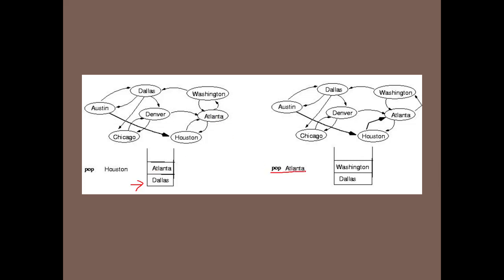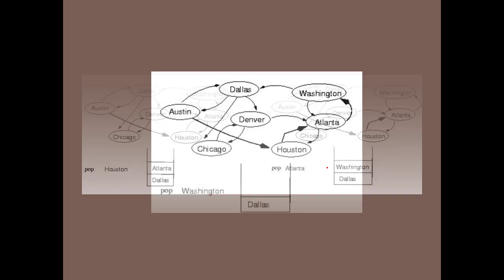So next we pop the top of the stack, which is Atlanta, and we find that it is not the destination, so we push the adjacent nodes of Atlanta to the stack. The adjacent node of Atlanta is Washington. There is also the adjacent node Houston to Atlanta, but that has already been traversed, so we will not consider this one. So Atlanta is only left with one adjacent node, which is Washington. So Washington has been pushed onto the stack.